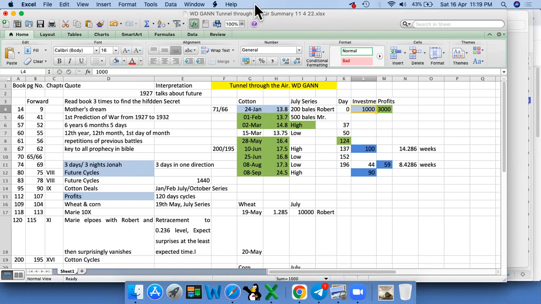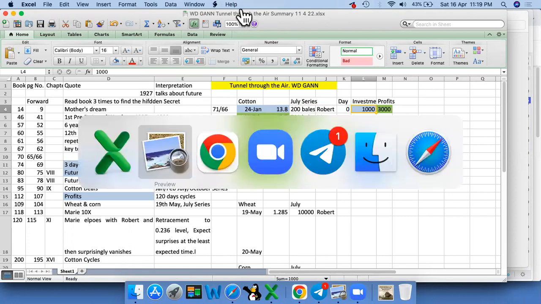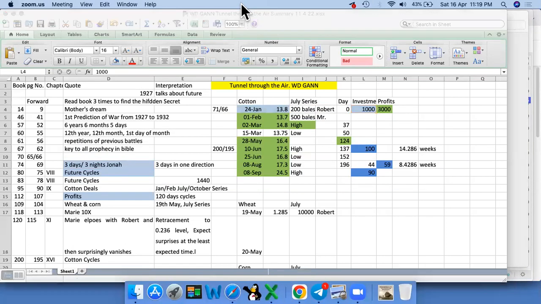Let me just check down one small thing. Just need to confirm that the recording is happening, nothing more than that. So recording is happening. Okay, cool.